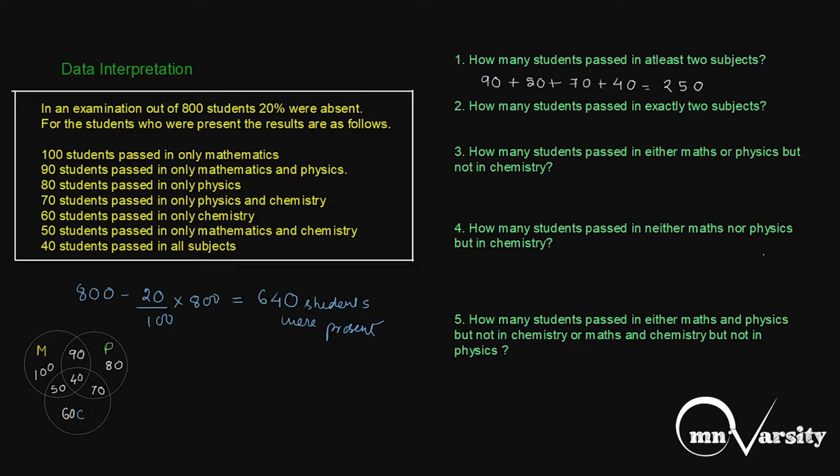The next question is, how many students passed in exactly 2 subjects? So we are going to take 50, 90 and 70. This will give us 210.